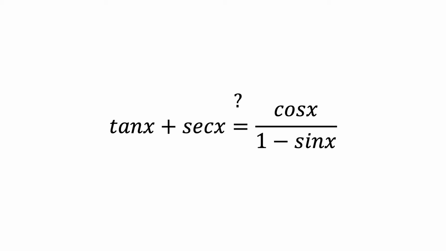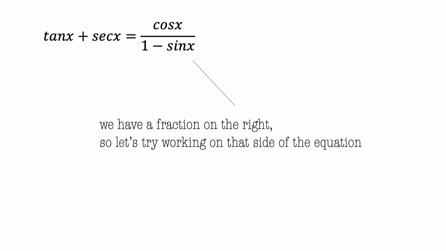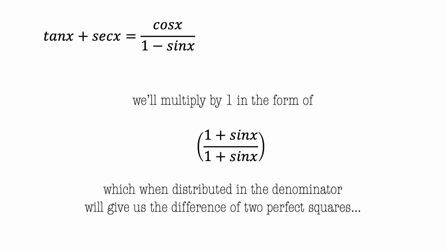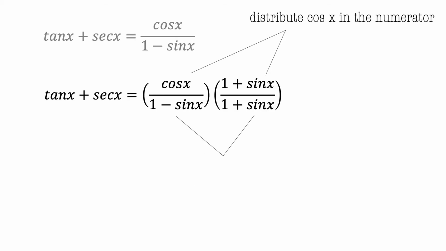Here's our problem. Tangent of x plus secant of x, prove that it equals cosine of x over 1 minus sine of x. Since we have a fraction on the right, let's try working on the right side. We'll multiply by 1 in the form of 1 plus sine of x over 1 plus sine of x, which, when distributed in the denominator, will give us the difference of two perfect squares.